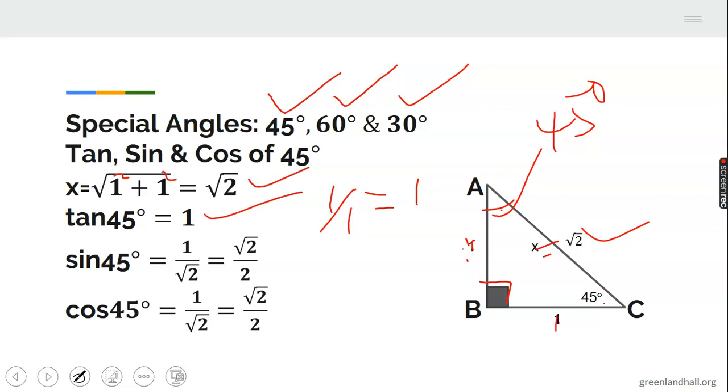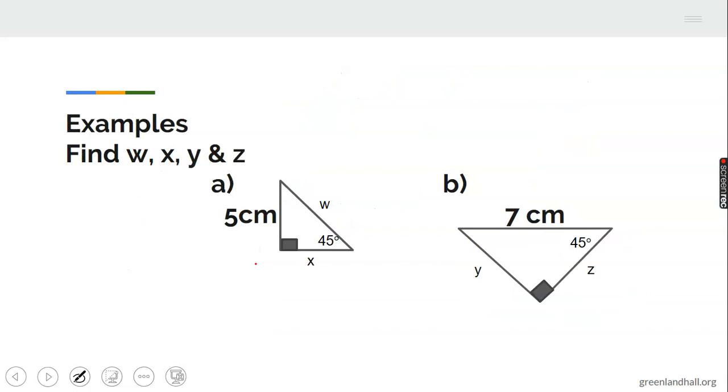So in a similar way, sin 45 will be opposite over hypotenuse, which is 1 over root 2. Rationalizing this, we get root 2 over 2. Similarly, cos 45 is adjacent over hypotenuse, the same. So it's 1 over root 2. Rationalizing that, we get root 2 over 2. So sin 45 and cos 45 are the same. So we can now use it to solve this problem.